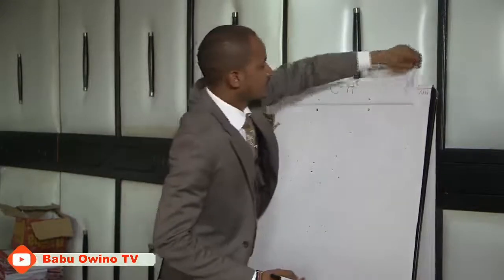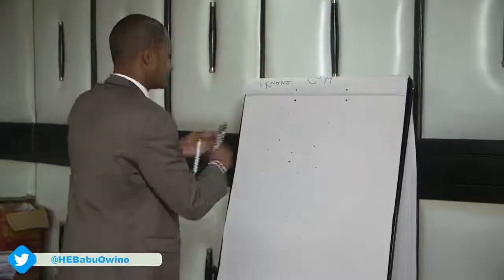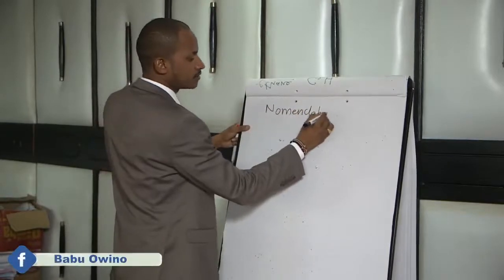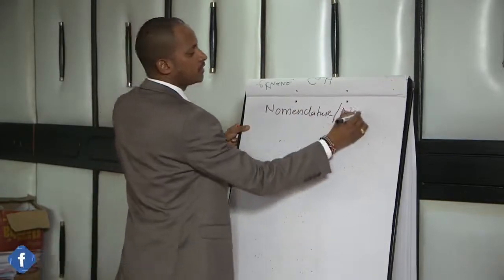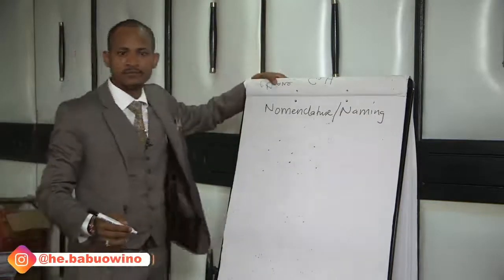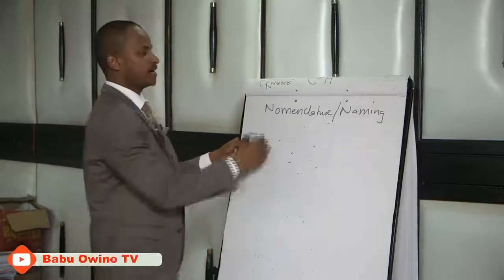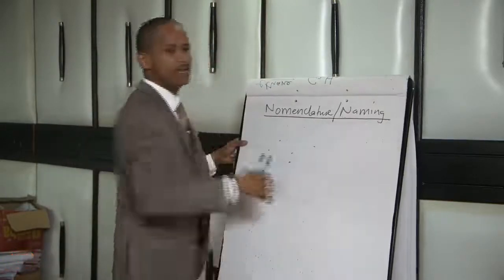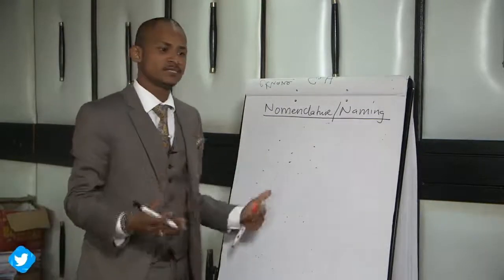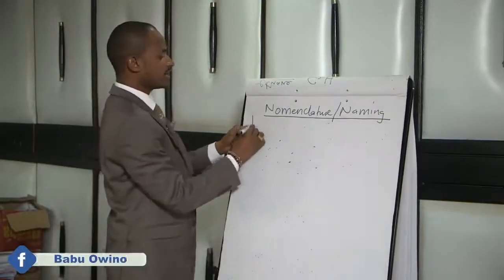From here, class, we will go to what is called nomenclature. Nomenclature is also called naming. You've seen we've started naming from methane to decane. Now we want to proceed with further naming. Suppose there are branches, because we said carbon can also form branches. Suppose it branches. How do we name them? So in naming, we use the IUPAC.